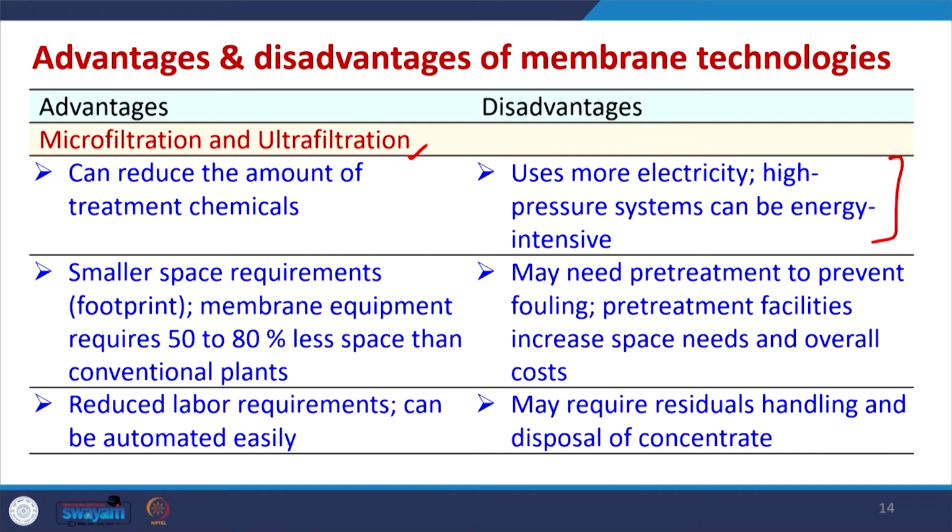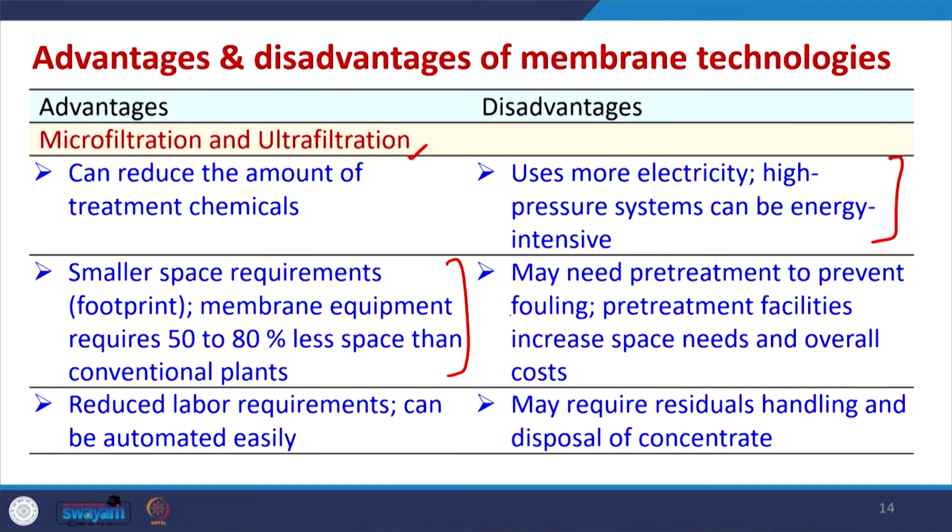They have a much smaller space requirement as compared to other filtration processes; membrane equipment requires 50 to 80% less space than conventional filtration units. But they may need pre-treatment to prevent fouling, because if the concentration of the constituents or pollutants in the water is very high, the fouling will be high for this microfiltration and ultrafiltration unit. So, we may have to pre-treat the water before actually using the unit. Fouling is one of the problems.